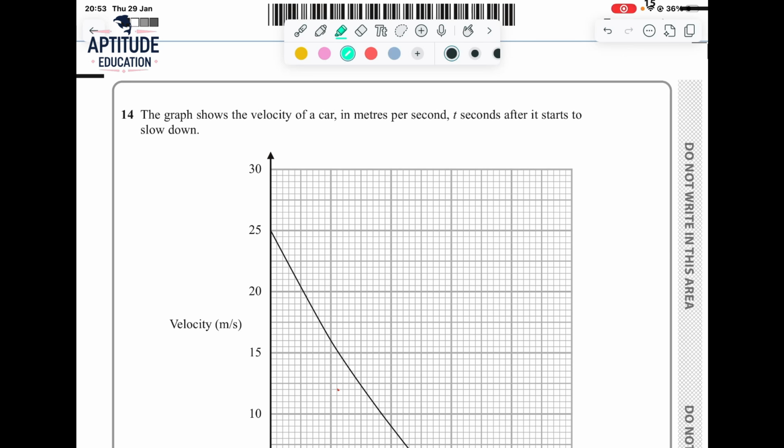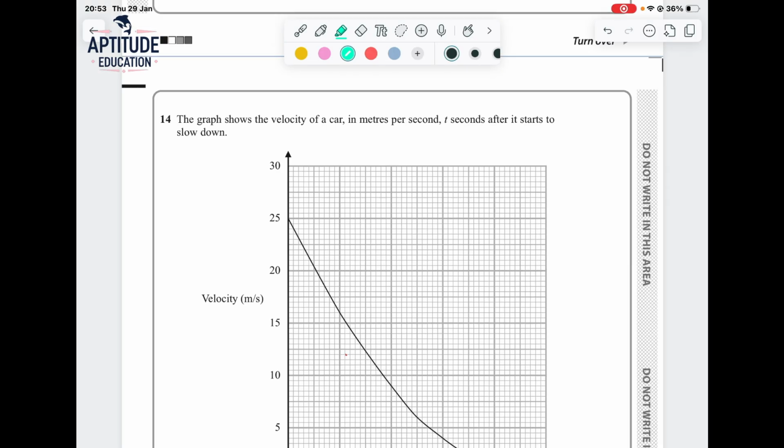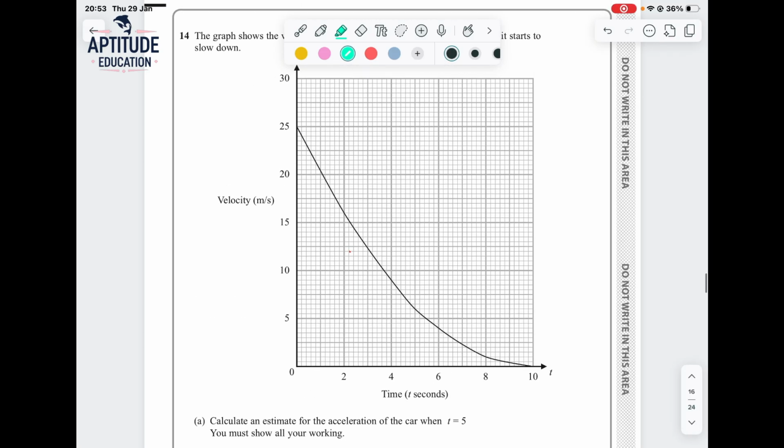Let's have a quick look at this Pearson Edexcel past paper. This is for higher tier, so question 14. It says the graph shows the velocity of a car in meters per second, t seconds after it starts to slow down. So we can see that we have our velocity time graph here, and for part A, it says calculate an estimate for the acceleration of the car when t is equal to 5.